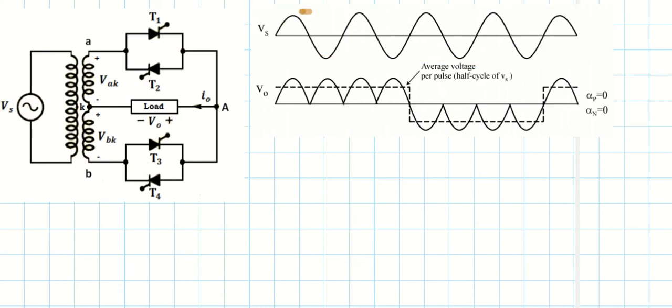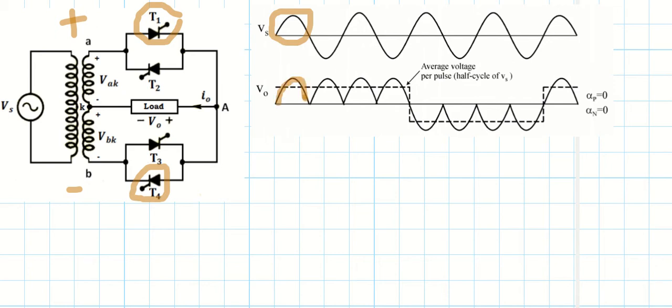During the positive, this is positive waveform. Okay, what does it mean? Positive at A, negative at B. Which two thyristors are forward bias? T1 is forward bias and T4 is forward bias. Now, from T1 and T4, at which we will apply the gate pulse? If you can see over here at the output, we have a positive pulse.